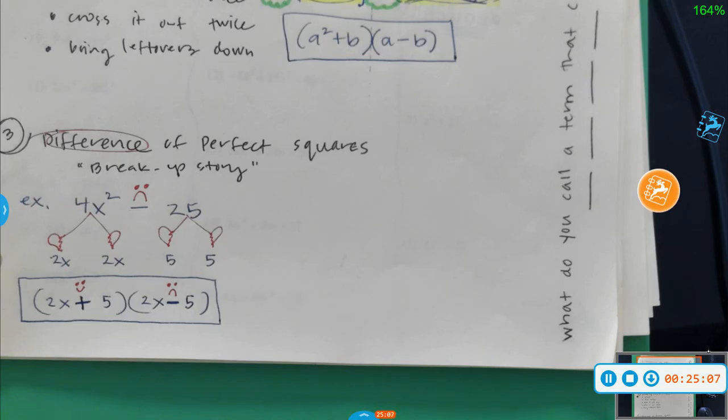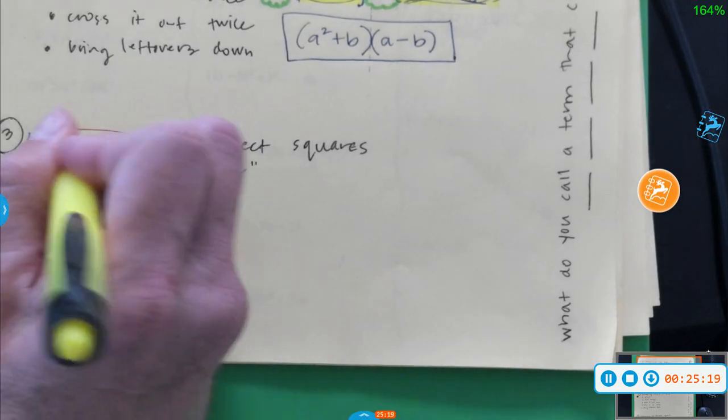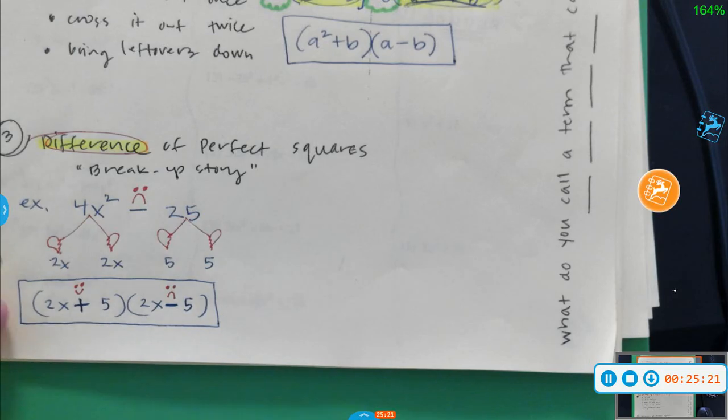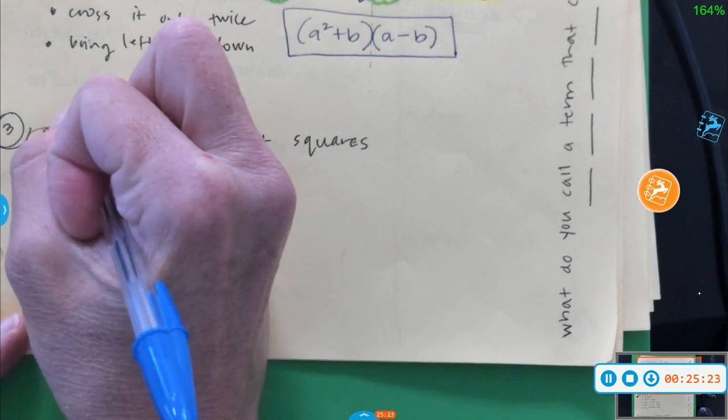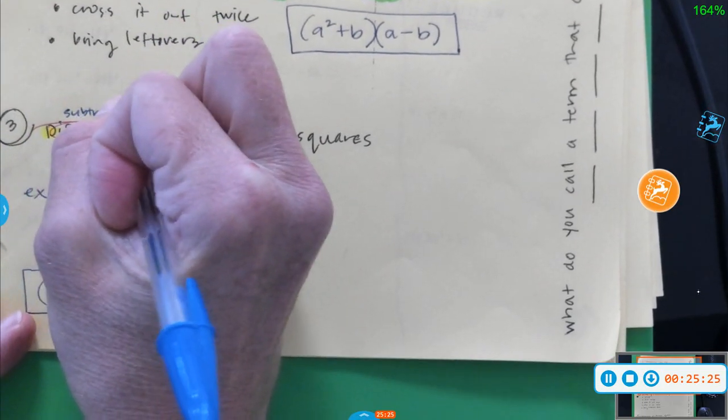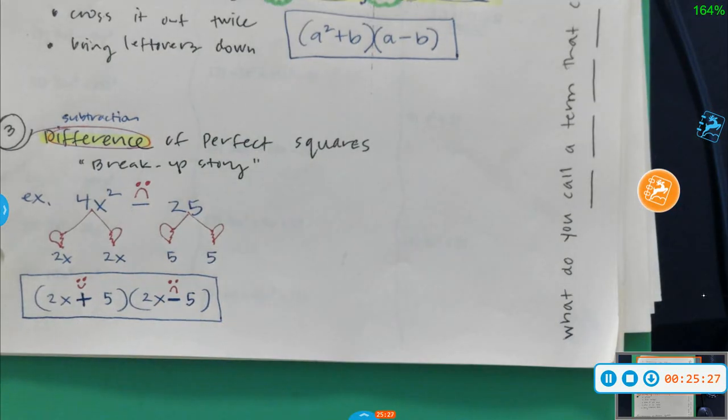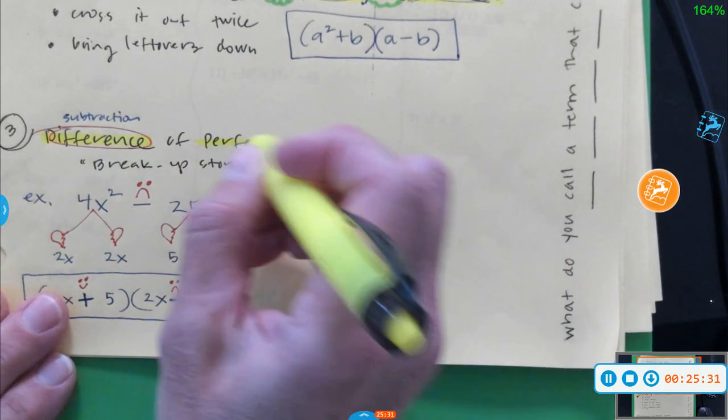Okay? Now, that is a combination of a real-world story and a mathematical concept. But let's go to the math for just a minute. All right, the first word is differences. This only works if it is a subtraction. It does not work, and I'll show you that in just a minute, for an addition problem. And it only works for perfect squares.